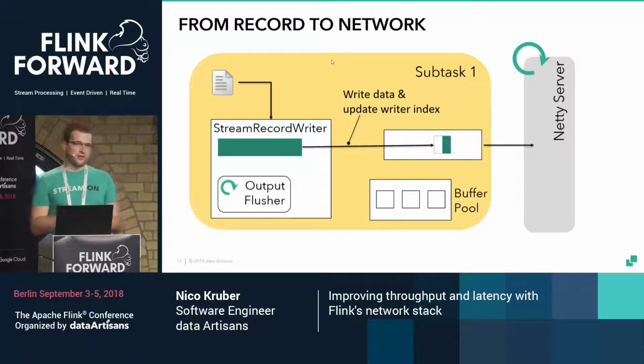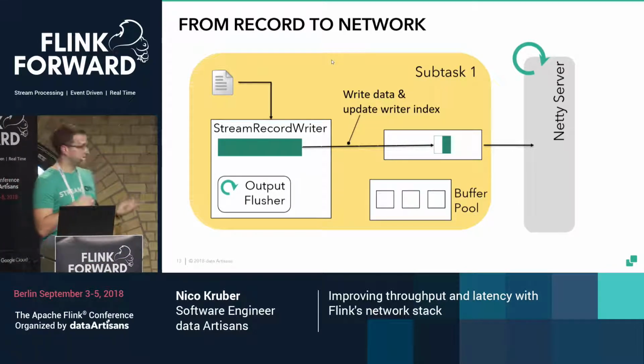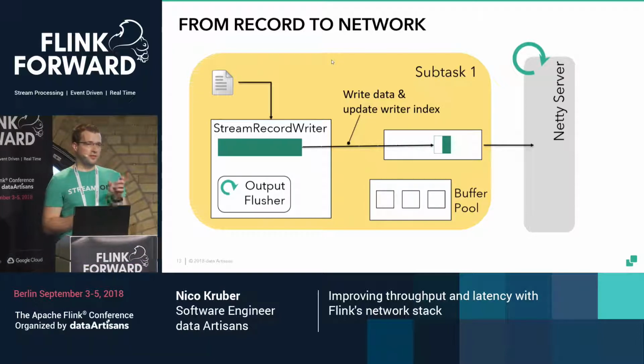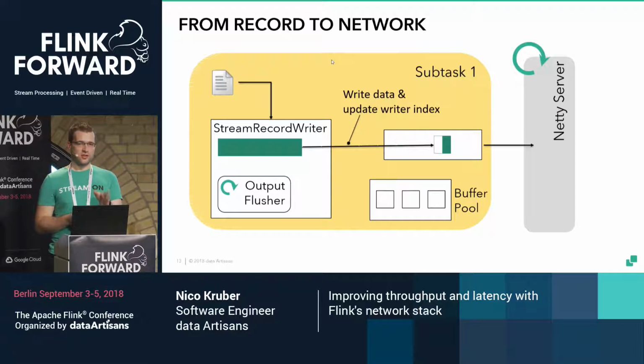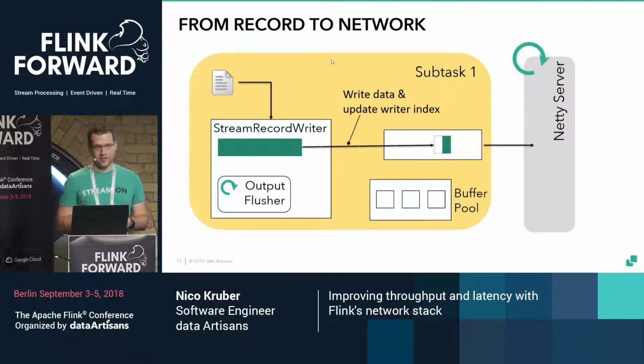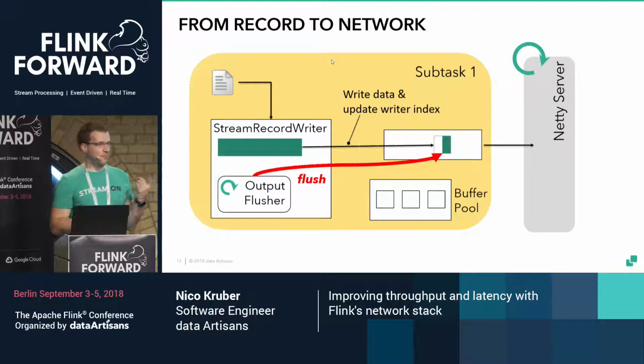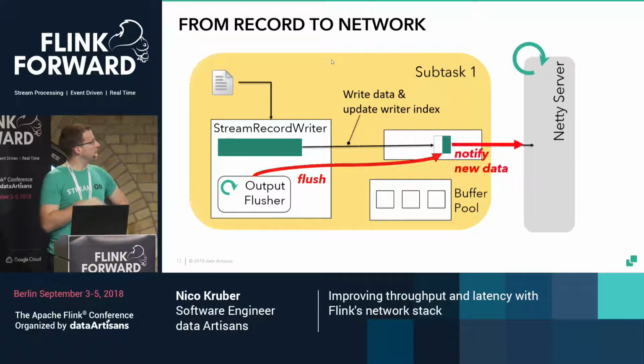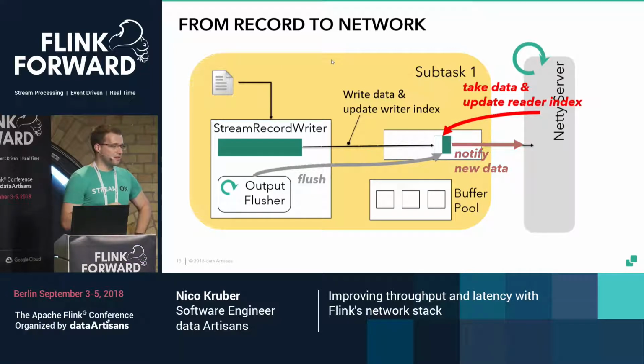So that's where the output flusher comes in. That's a thread that is spawned by the stream record writer and makes sure that the buffer is at most a configured time in that queue, and then it's sent out. It's actually not sent out, but Netty is notified and then it's been taken out. So that output flusher, by default, is called every 100 milliseconds. It will call flush on this channel. Then channel will notify the Netty server. And the same thing as with the full buffer will take place.